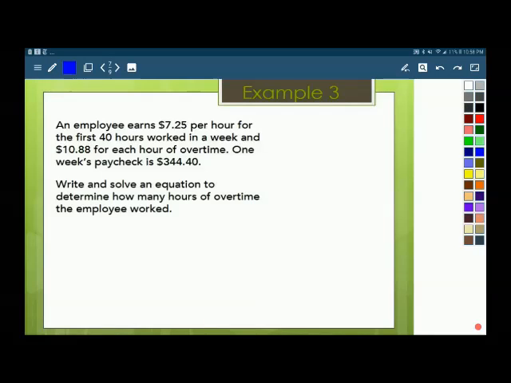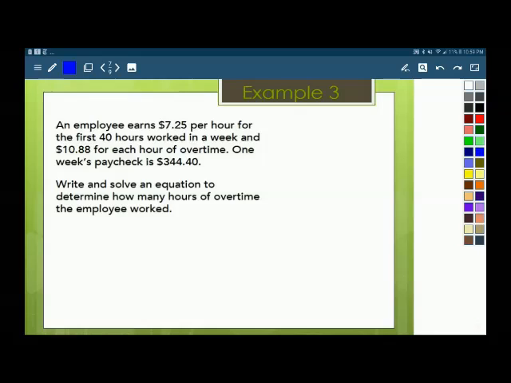All right, I've got one more word problem practice here that really hits close to home because it deals with what we are probably going to deal with the most in our lives, and that's working for money. It says an employee earns $7.25 per hour for the first 40 hours worked in a week and $10.88 for each hour of overtime. 1 week's paycheck is $344.40.